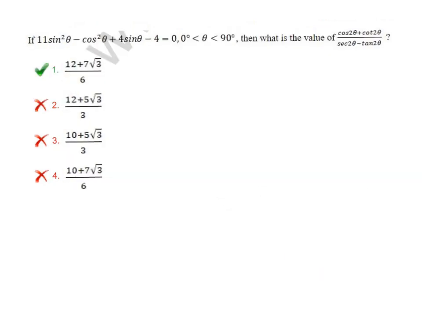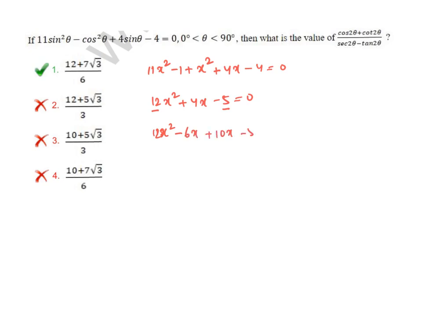Now you have 11 sin square theta minus cos square theta plus 4 sin theta minus 4 is equals to 0. Assume that sin theta is equals to x. Then it's going to become 11x square minus (1 minus x square) plus 4x minus 4 is equals to 0. So 12x square plus 4x minus 5 is equals to 0. 12 times 5 is 60, so I can write it as 10 and 6. So 12x square minus 6x plus 10x minus 5 is equals to 0.